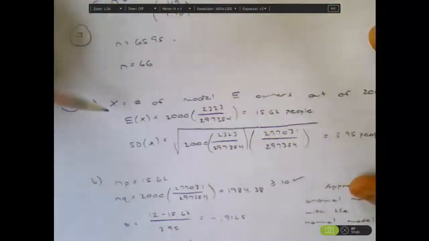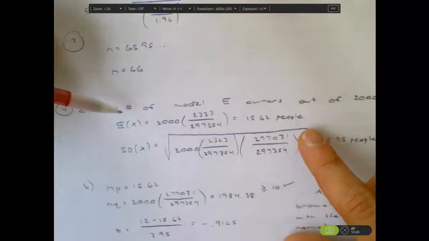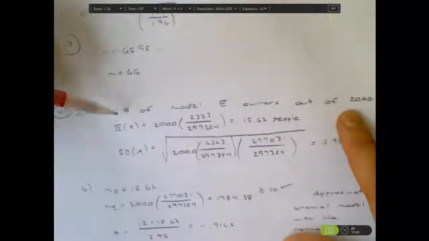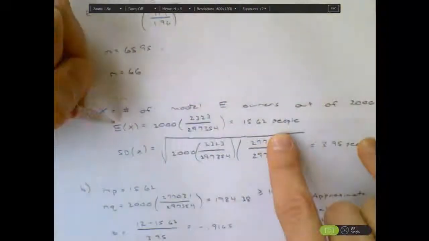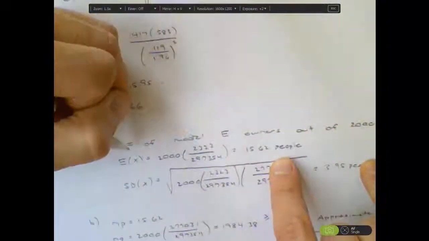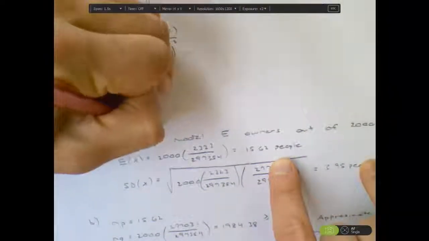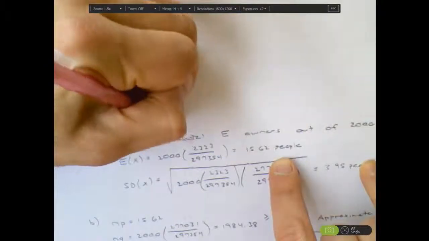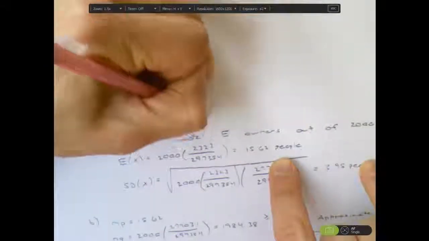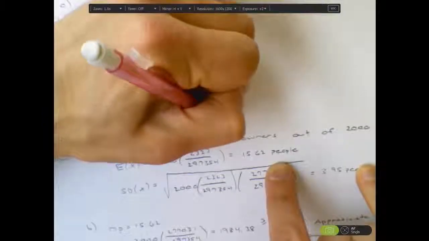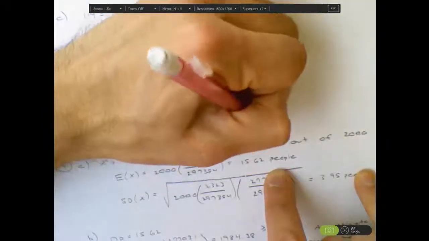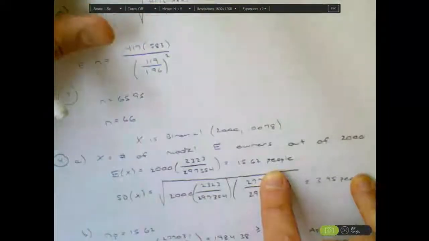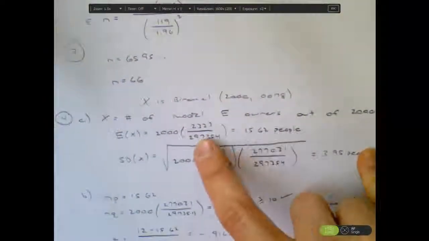When I'm defining my random variable, x is the number of model E owners out of 2,000. I have to have out of 2,000. That's what makes it binomial, not geometric. Also, I'm missing part of what else I should have. I'll write it in now. X is binomial, and my two parameters are n, 2000, and p, which ends up being approximately 0.0078 when I divide those two.